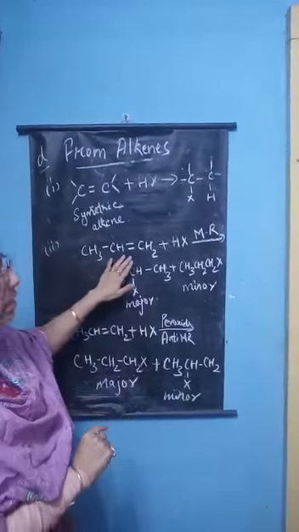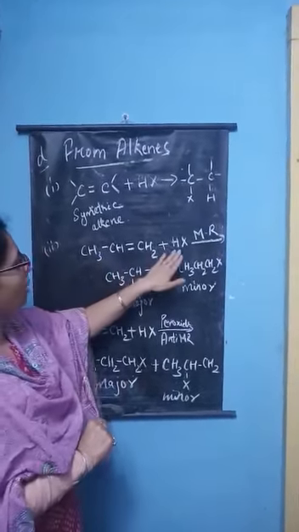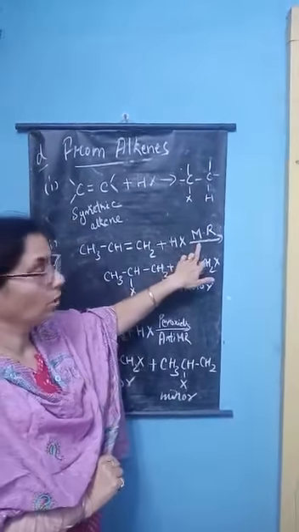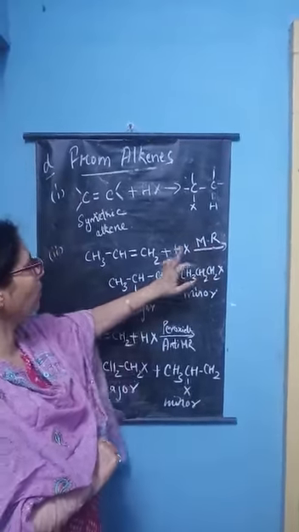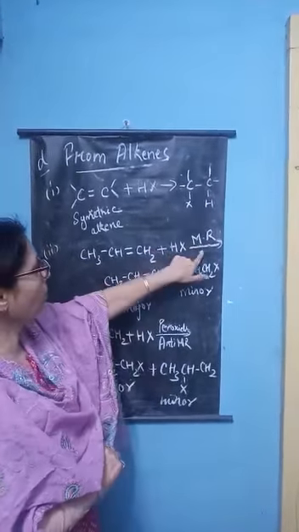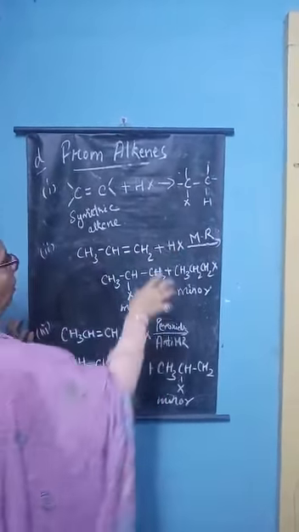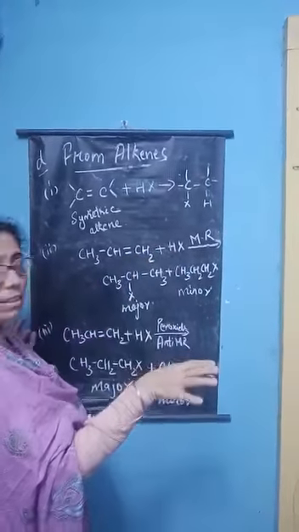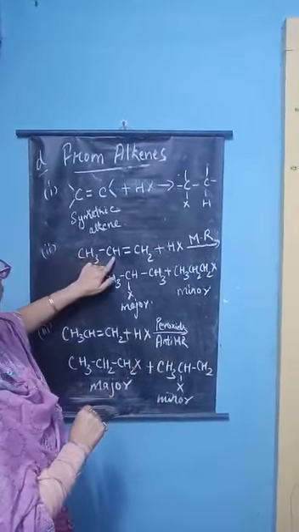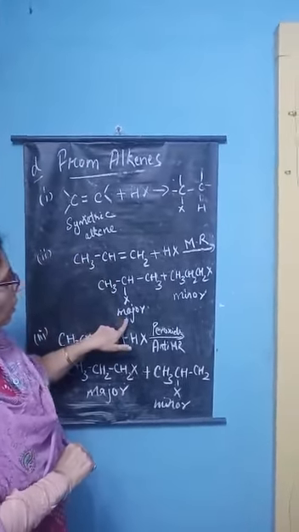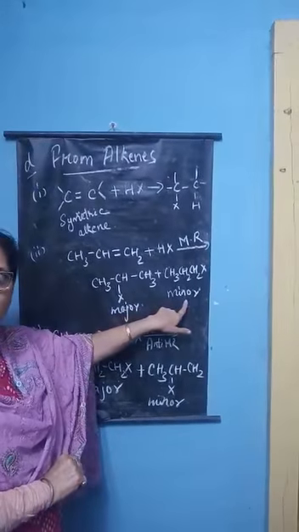But in the unsymmetric hydrocarbon, when HX reacts, you know what the Markovnikov rule is. According to the Markovnikov rule, again I am telling you all, X, that is the halide of the acid, gets attached to that carbon which has fewer hydrogens and forms the major product, whereas the other one is a minor product.